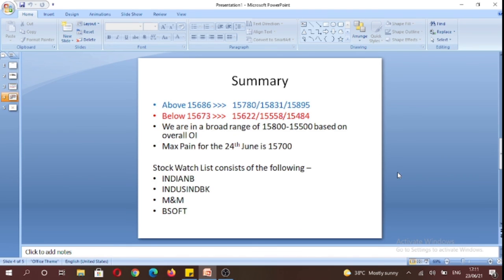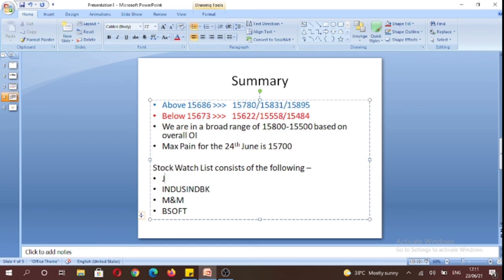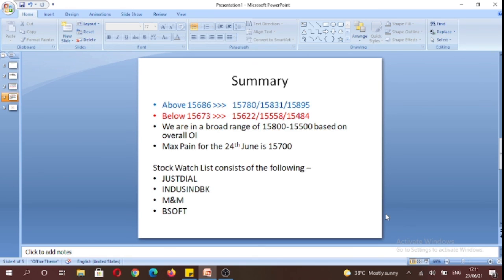And our stock watch list comprises of Just Dial, IndusInd Bank, Mahindra and Mahindra, and Birla Software. And we have discussed these stocks earlier in this video, as they all have formed an inside candle on the daily time frame, and inside candles are formed when there is an equilibrium between both the buyers and the sellers. So we'll look to enter if either side of the range breaks.